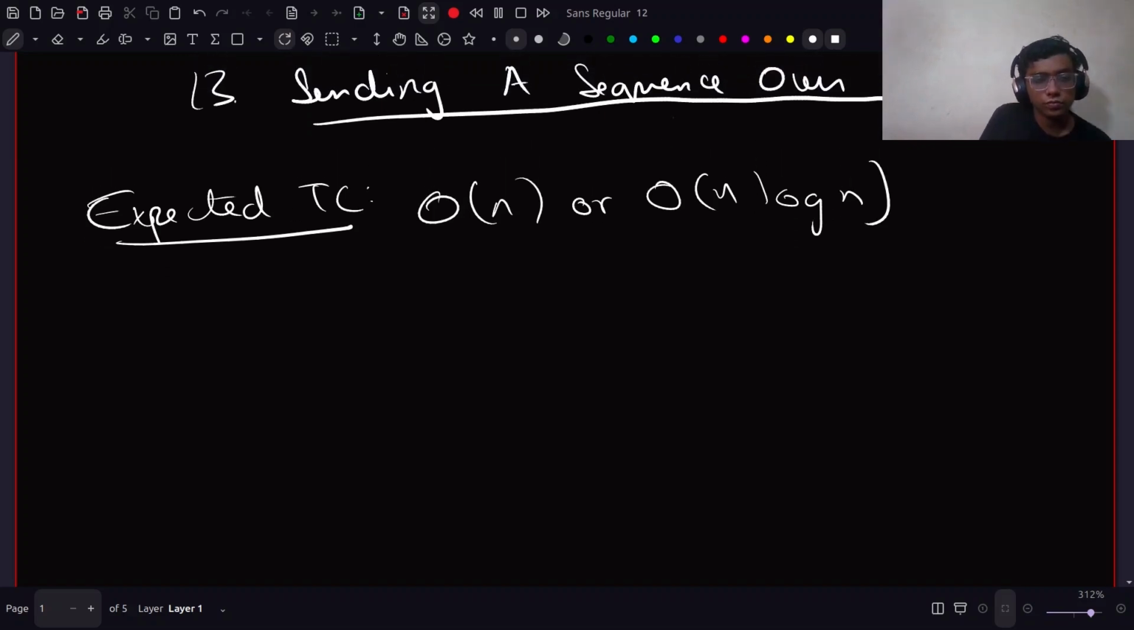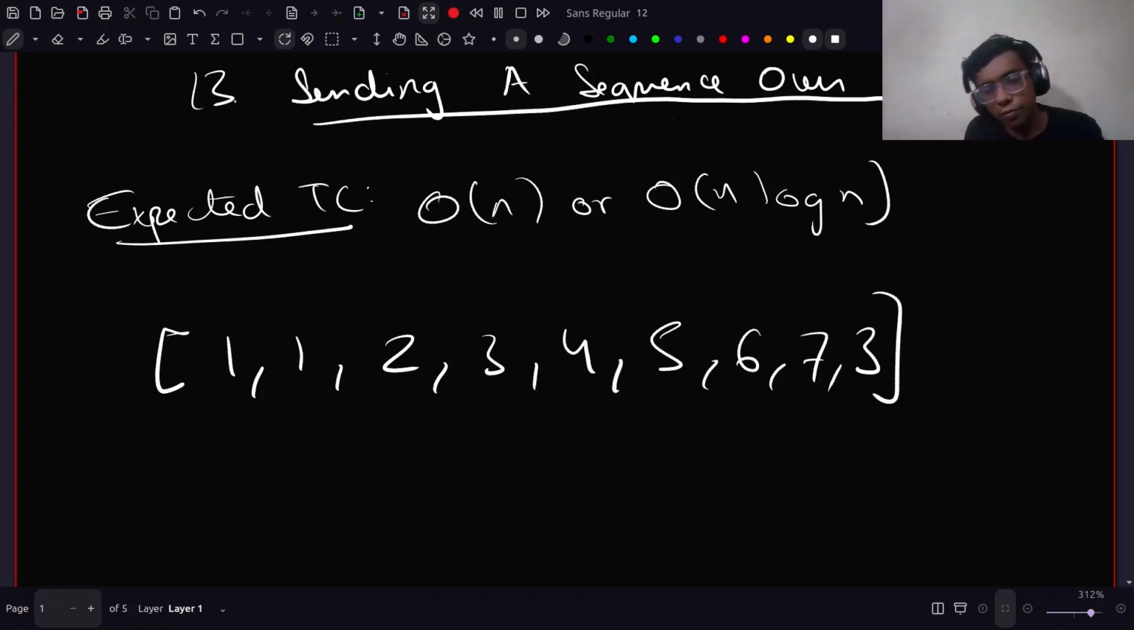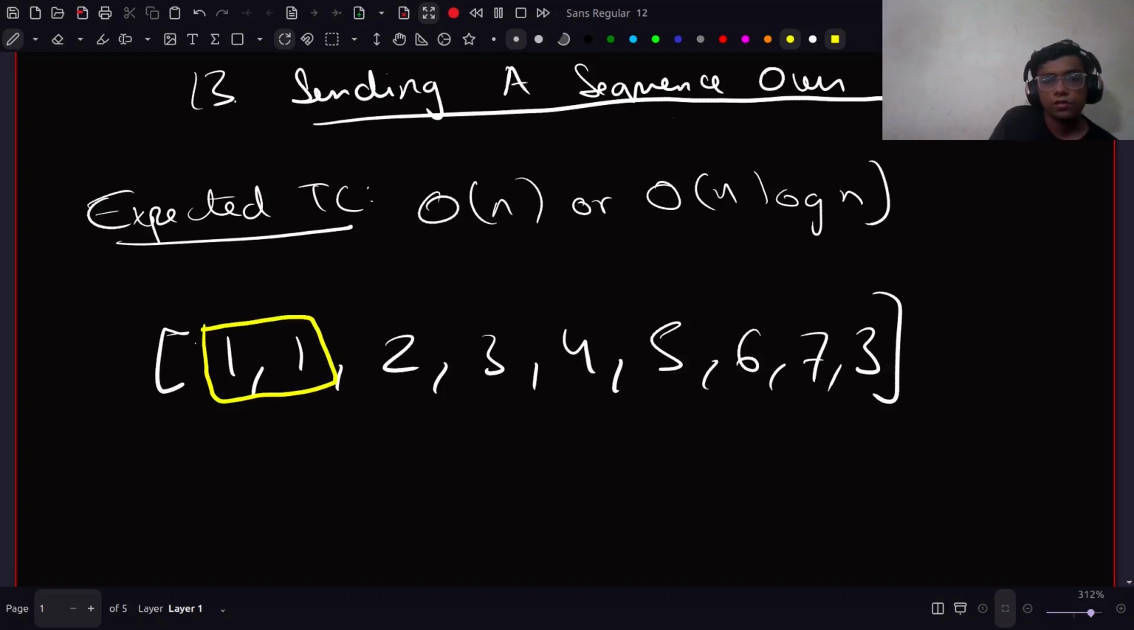Basically we need to somehow figure out, given a raw sequence like 1, 1, 2, 3, 4, 5, 6, 7, 3, how to split this raw sequence such that they form chunks, where one end of the chunk will have its length and the other will have its values, right?